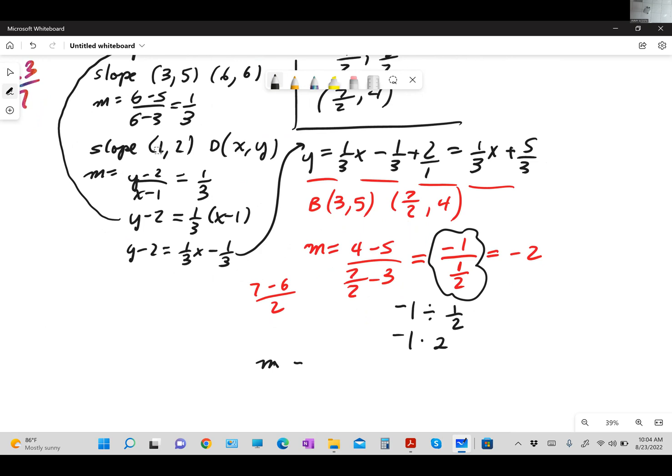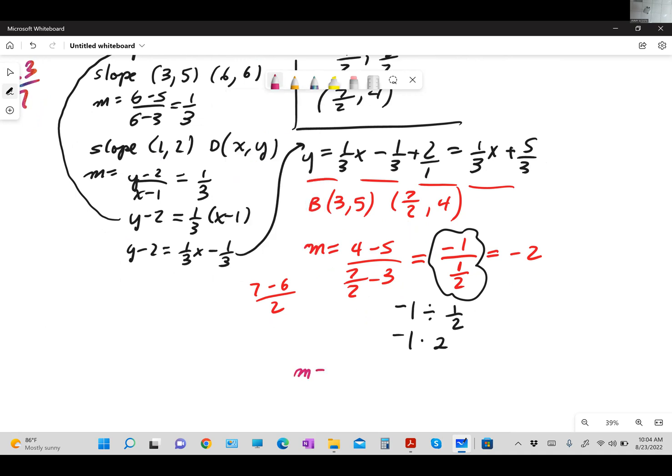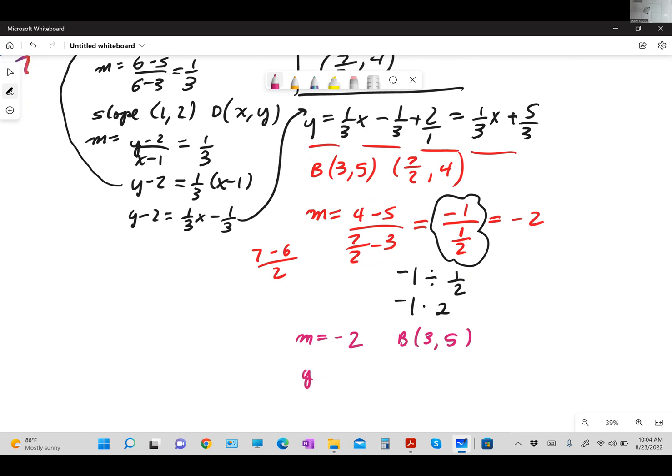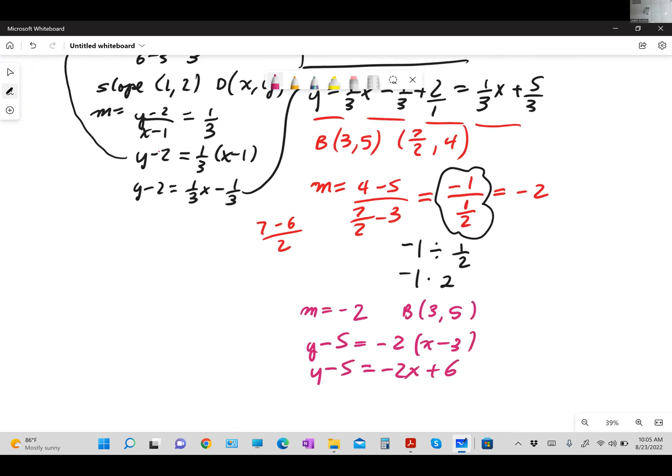I should do this in red. I'm going to pick a different shade of red, like a purplish red. M is -2. I'm going to pick B as the point, 3, 5. Do you agree? I can make a formula for that: Y minus 5 equals -2 times x minus 3. Y minus 5 equals -2x plus 6. Add the 5 over, y equals -2x plus 11.